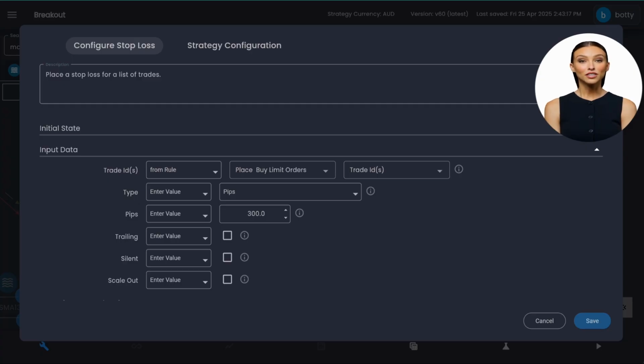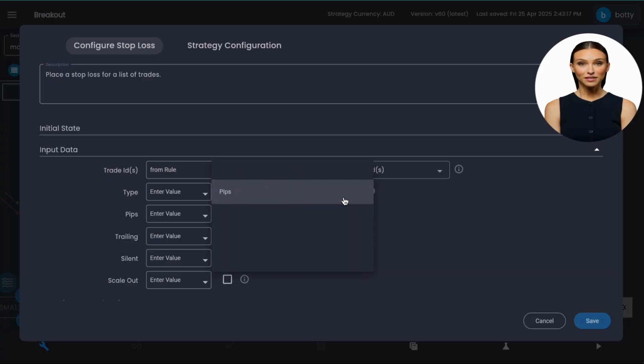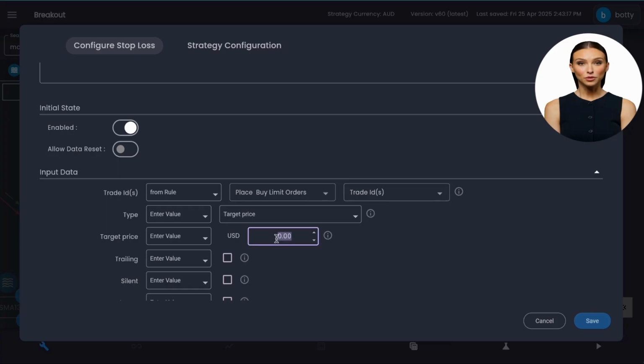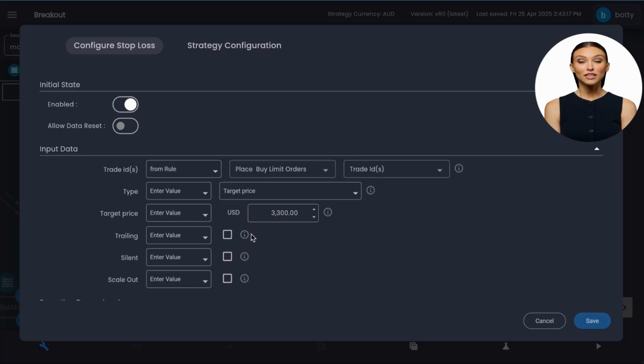Now, let's look at the different types of stop-loss that are available. First, we have the target price. This specifies an absolute price level that acts as the stop threshold. When the market reaches this level, the trade is closed. This value can be entered manually or passed in from other rules to create a dynamic stop-loss price.